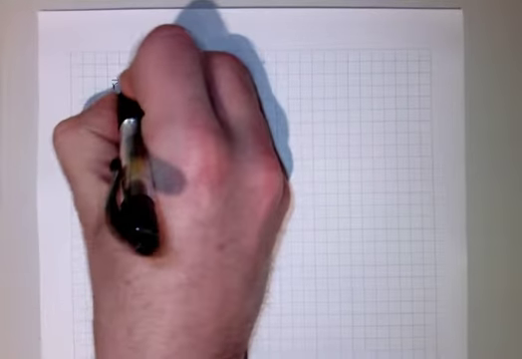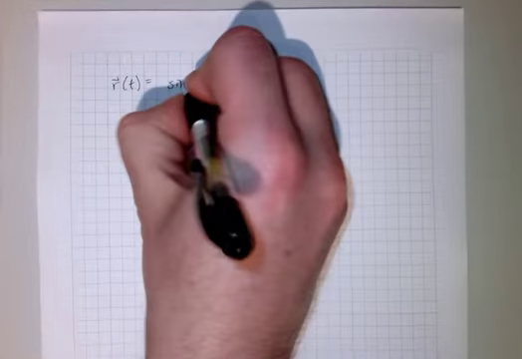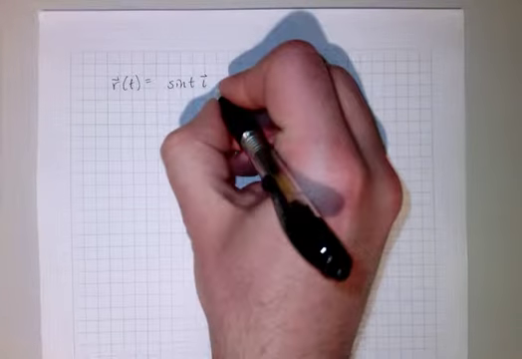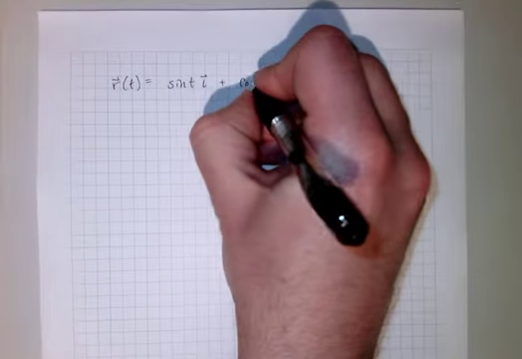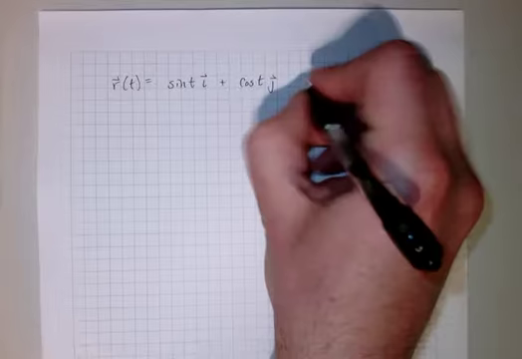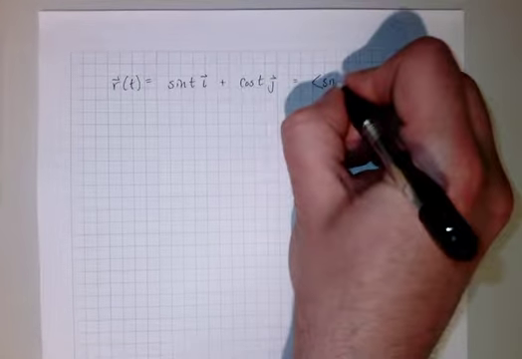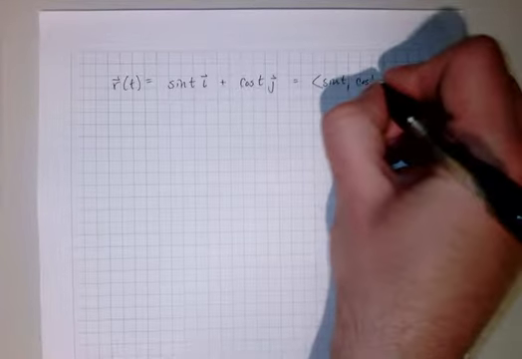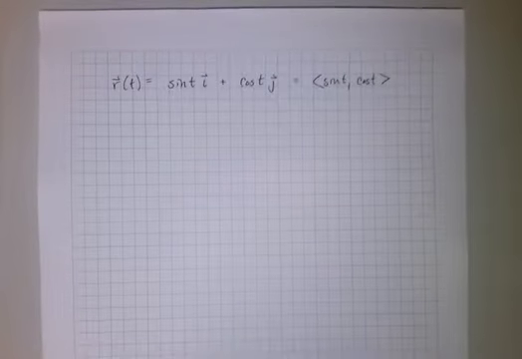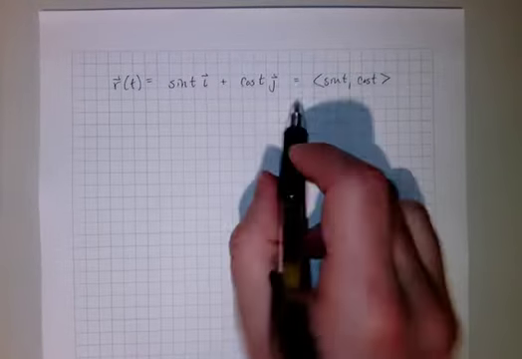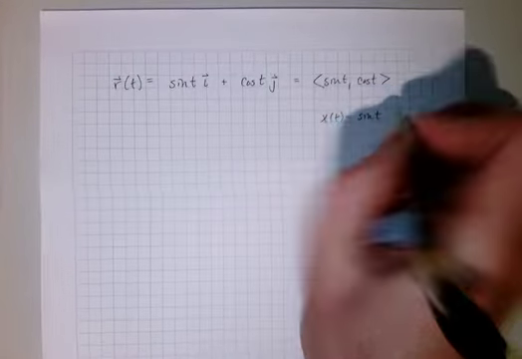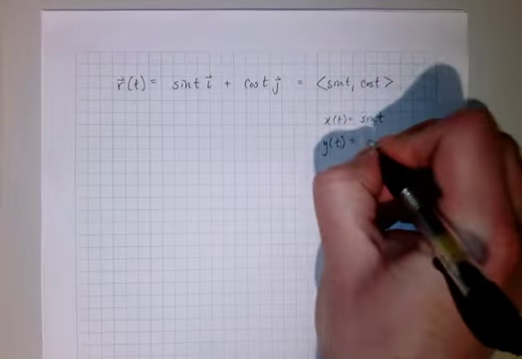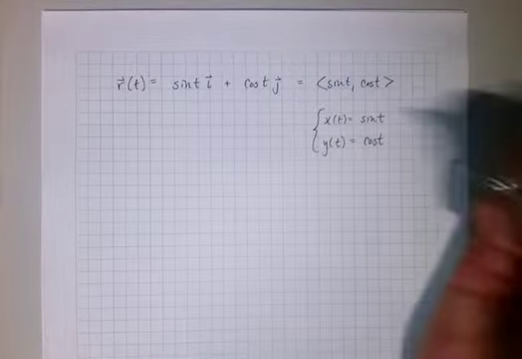Okay. Well, r of t is equal to sine t i. And of course, that's your horizontal component, right? Because i is your horizontal unit vector. And cosine t j. Well, I don't like it in unit vector form. I would just automatically turn it into component form because that's just who I am. And you have to remember, as such, this is actually related to the parametric equations sine t and cosine t for x and y respectively.